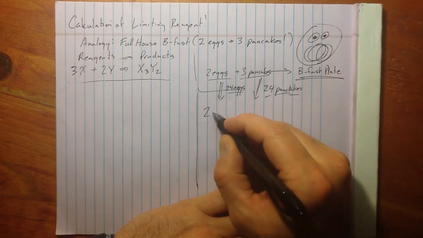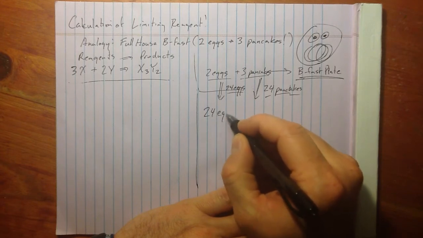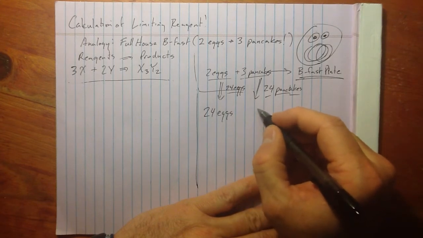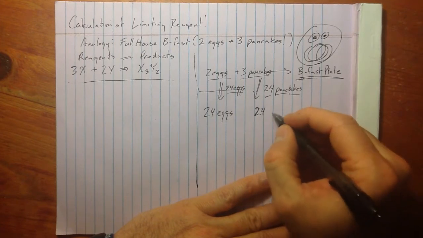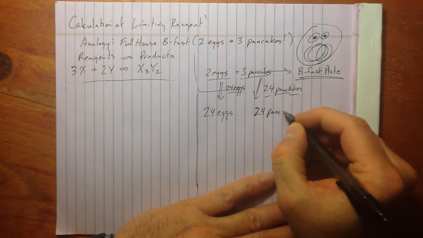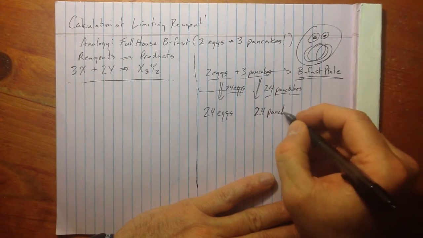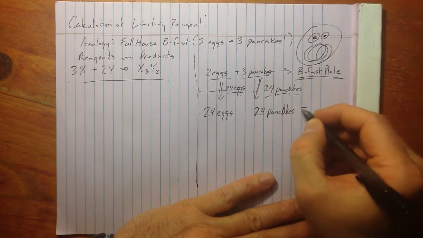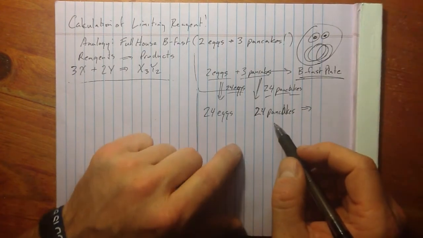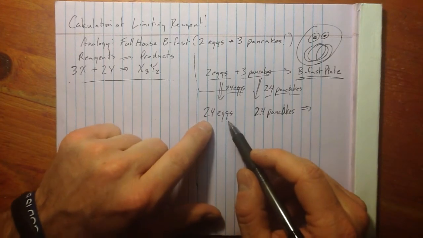Well, what you need to know then, if you want to do that, is which of these is limiting. Which of these is going to be consumed, and thus limit the number of breakfast plates I can make. So 24 pancakes and 24 eggs.